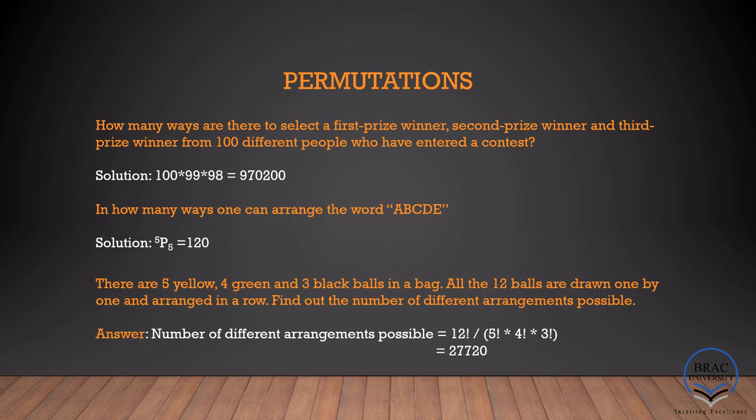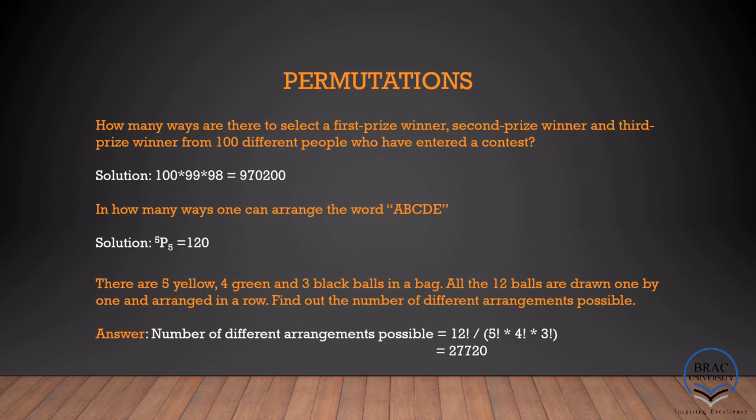All right, so we have to pick a first prize winner, second prize winner and third prize winner from 100 different people who have entered the contest. When you're picking the first prize winner, we have to pick from the 100 different people, so we can pick that one person in 100 ways. When you are done with the first prize winner, while picking the second prize winner, you can only have 99 people to pick from, because one has already won the first prize. So you're picking one person from 99, that is 99 ways you can do that.